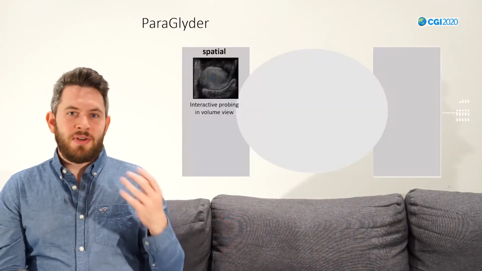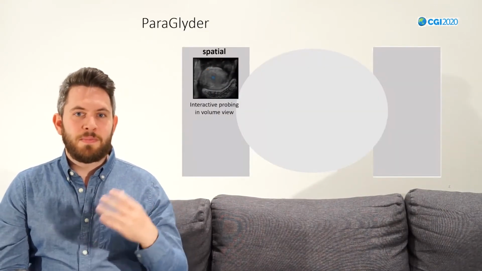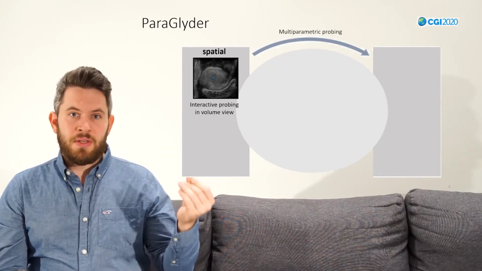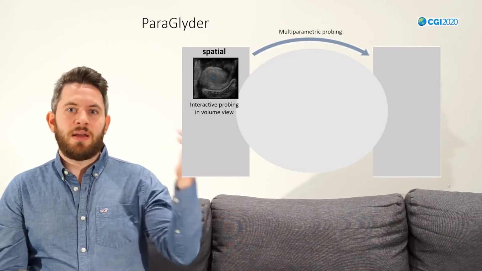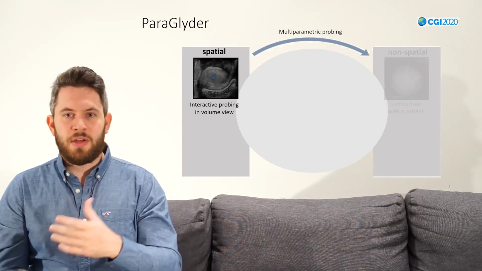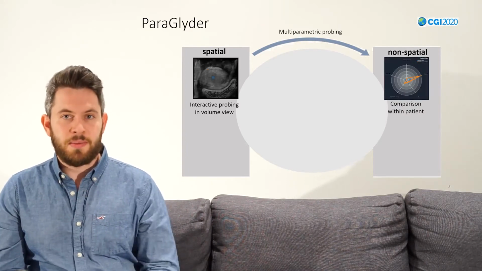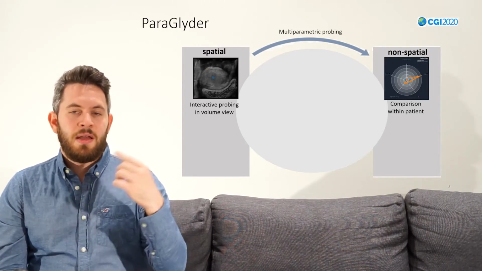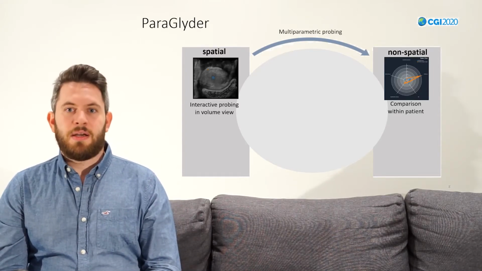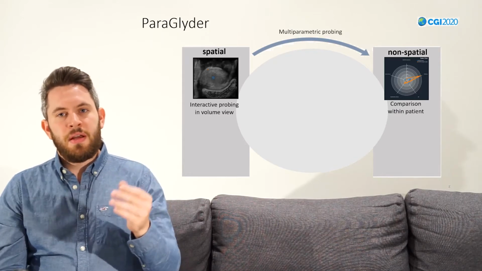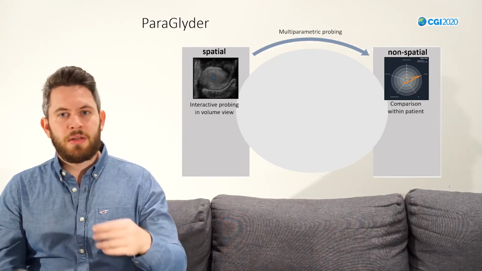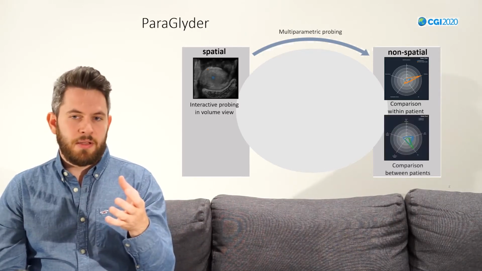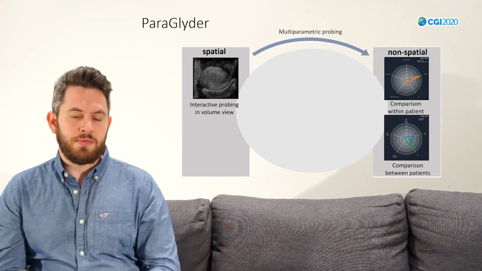ParaGlyder. So first we start with spatial data. In the spatial data that you can see here, we place probing spheres. With these multiparametric probing spheres, we can then visualize the data in a non-spatial way, for example in our case in a radar chart. We chose a radar chart because this shape can be recognized again in our glyph design. What you can see here is the comparison between one patient and another region within this patient, but we can also have multiple patients being compared in this view.